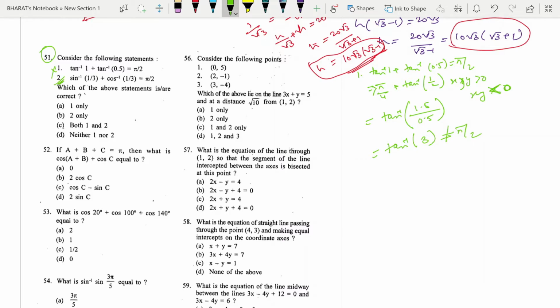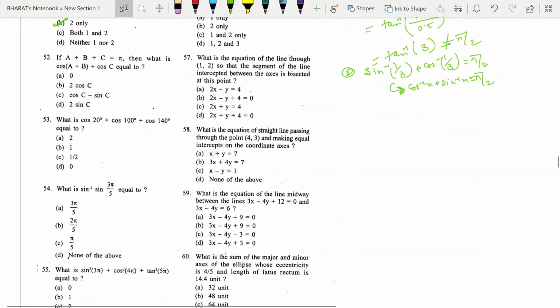Going to the second part, what it says is sin inverse of 1 by 3 plus cos inverse of 1 by 3 equals pi by 2. This is an identity, if you know that cos inverse x plus sin inverse x is equal to pi by 2. This is an identity, so this will be correct. Only B is correct.